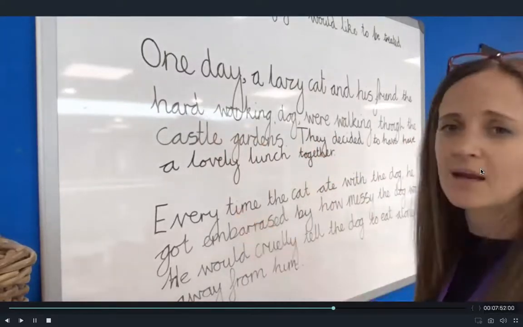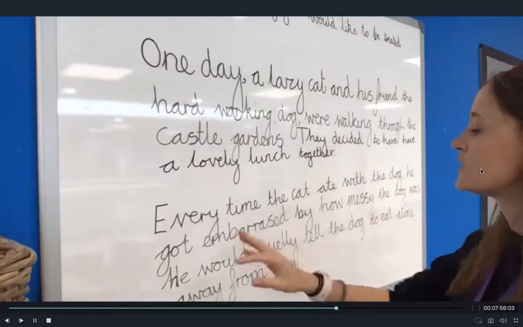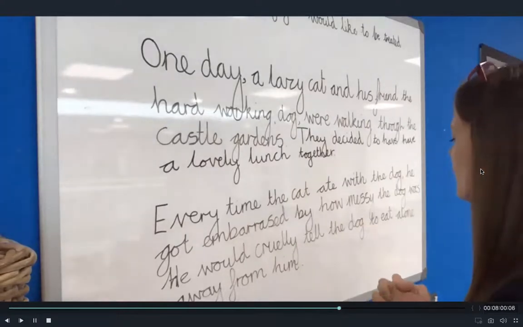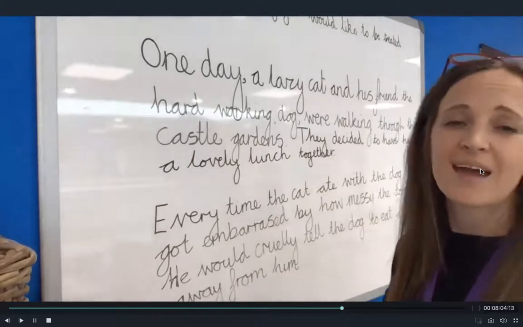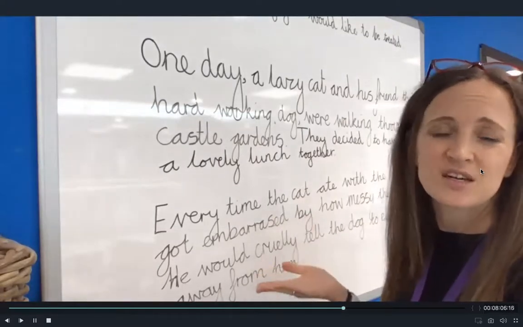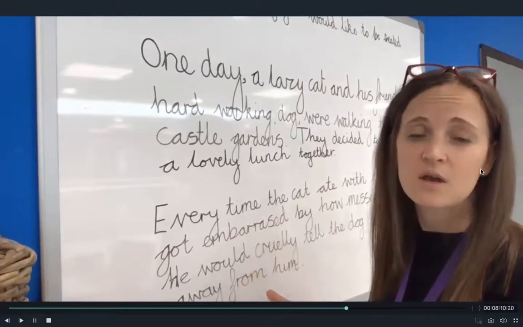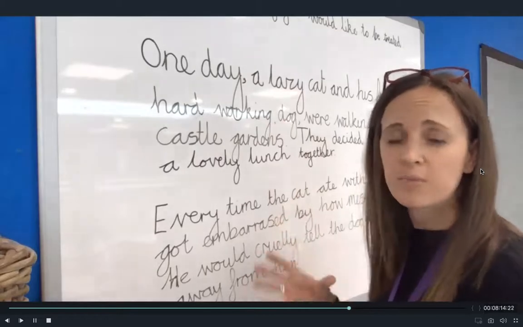I've carried on, and I've said, every time the cat ate with the dog, he got embarrassed by how messy the dog was. He would cruelly tell the dog to eat alone away from him. So the cat character, you can already see, is actually an unkind character. And even though they're friends, he's not very nice to his friend. So I've got my beginning, I've got my middle where the problem is with him being unkind.